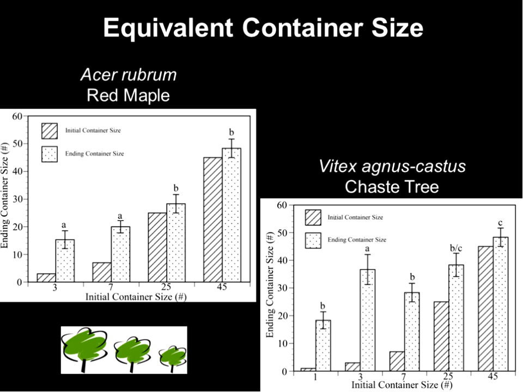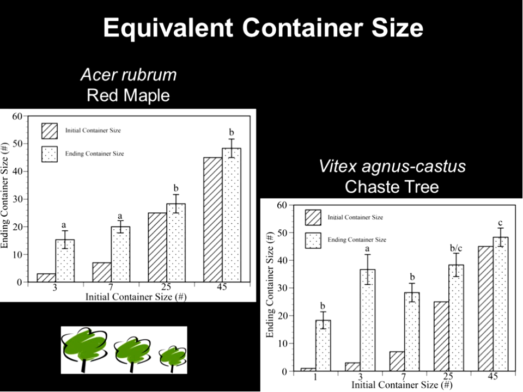Same thing, only much more dramatic, occurred on the Vitex tree. The 1-gallon tree in this instance ended up being almost a 20-gallon tree in 2 growing seasons. The 3 ended up being a 35. The 7 ended up being about a 30. The 25 ended up being about a 40, and then the 45 ended up being about a 50. So you see this dramatic growth with these young trees in a short period of time because they can become established so quickly.